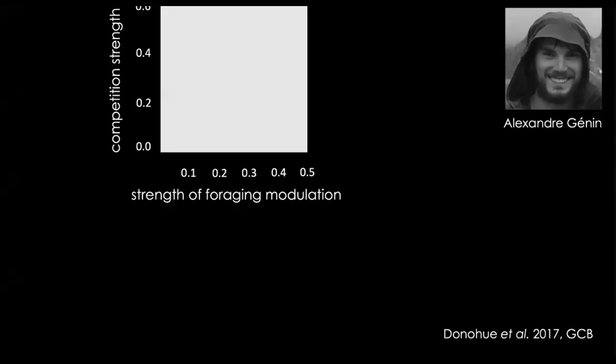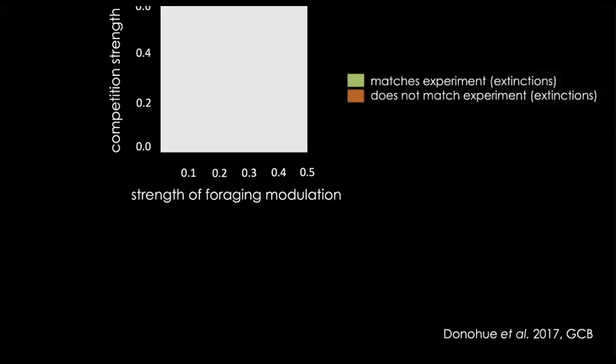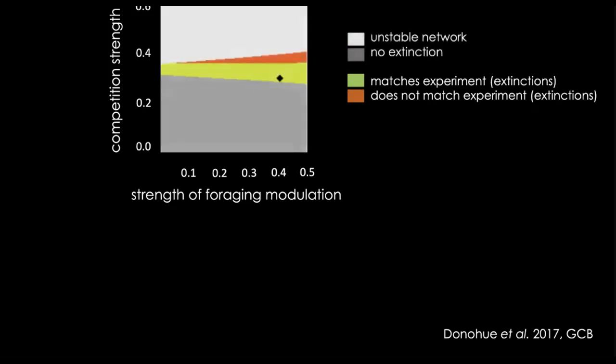And then this first figure here, you'll see the parameter space corresponding to the cases where the simulation results match the experiment in terms of number of extinctions, here in green, and in orange where it doesn't match the experiment in terms of number of extinctions. And so here is what he got.